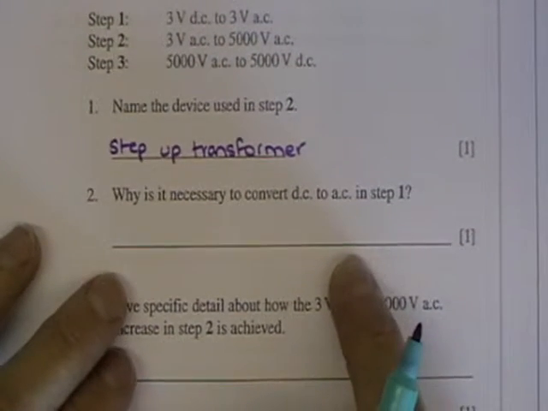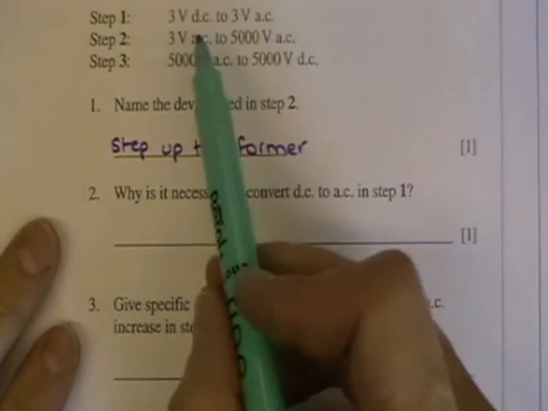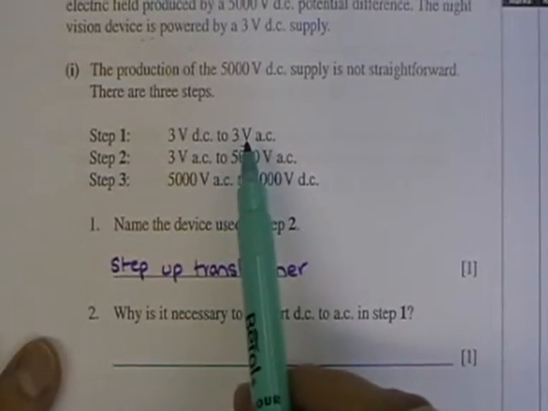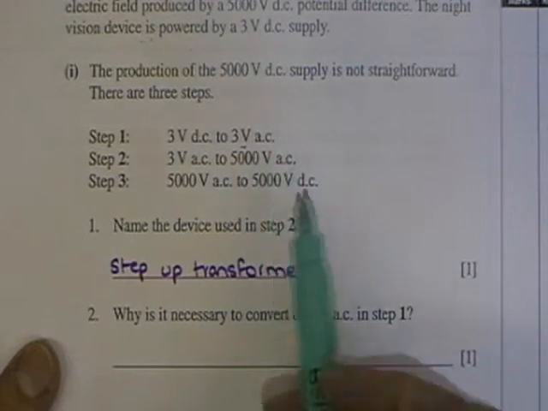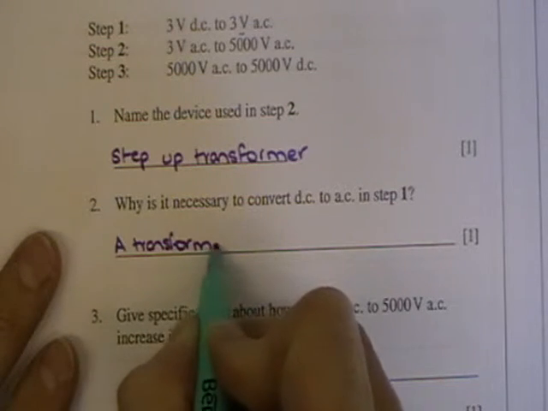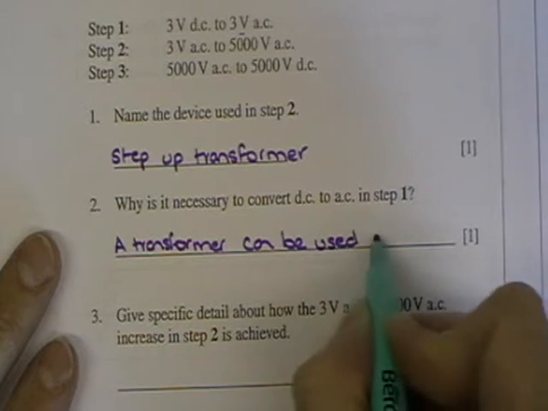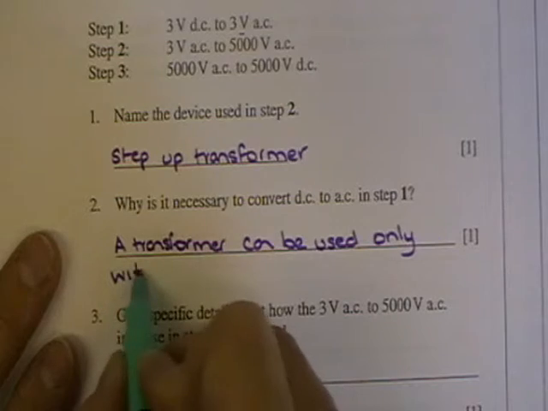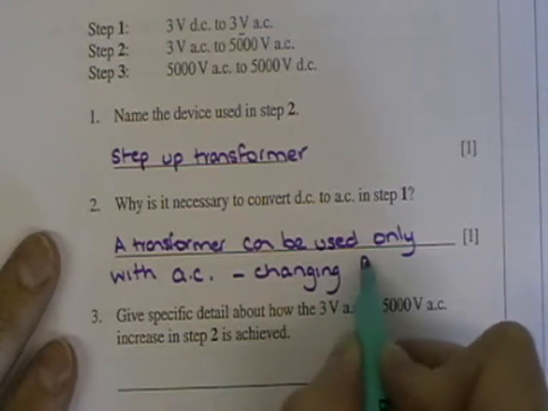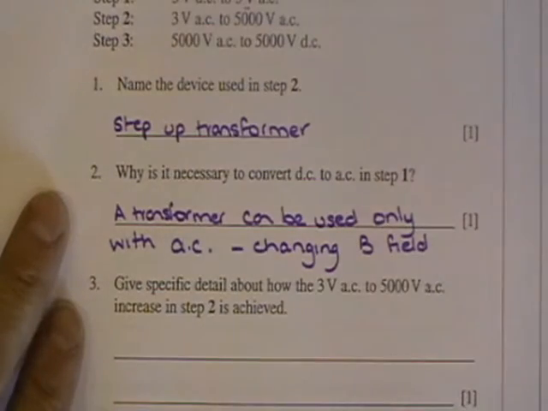Why is it necessary to convert DC to AC in step 1? The problem is that if you want to increase the size of your 3 volts, a transformer only works with alternating current. And the reason is because you need a changing magnetic field. In fact, it was the changing magnetic field bit which was actually in the mark scheme, so that's what you should explain there.